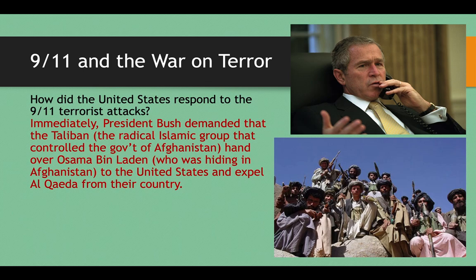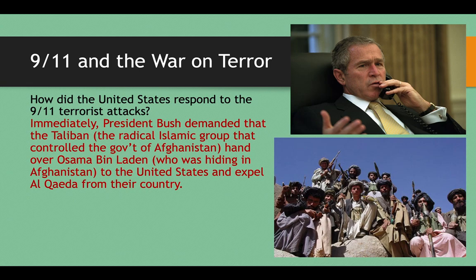So the Taliban is the radical Islamic group that controlled the government of Afghanistan, and we knew that bin Laden was hiding in Afghanistan under the protection of the Taliban. So while al-Qaeda and the Taliban are different, al-Qaeda was a terrorist organization and the Taliban was an extremist, oppressive Islamic government in Afghanistan, they were both allies because they were both anti-American radical Islamic groups and had similar goals.